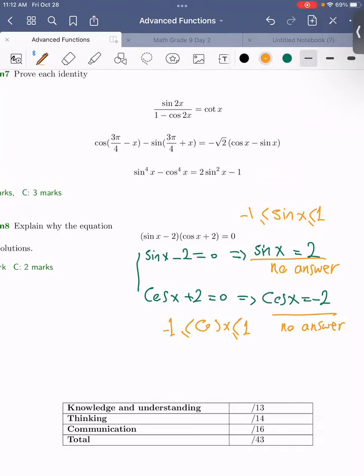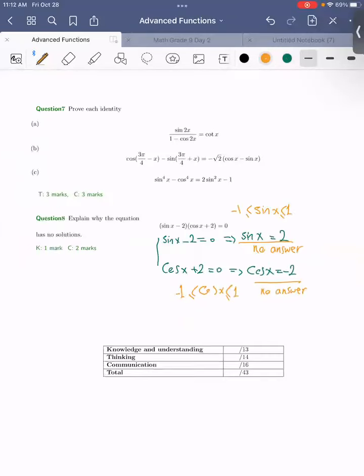Is that clear for everyone? Yeah, it's easy. All right. But I said it's not in the range. Is that correct? Yeah. That's right.